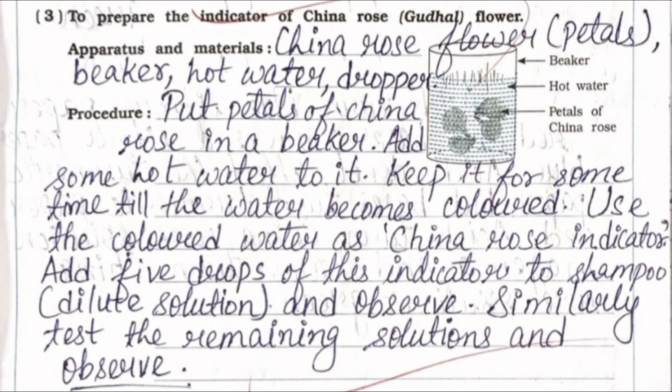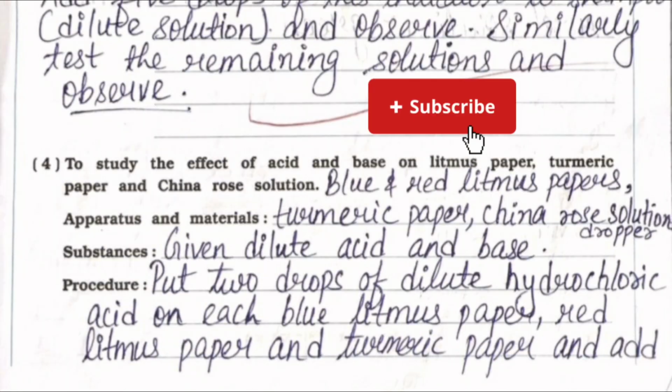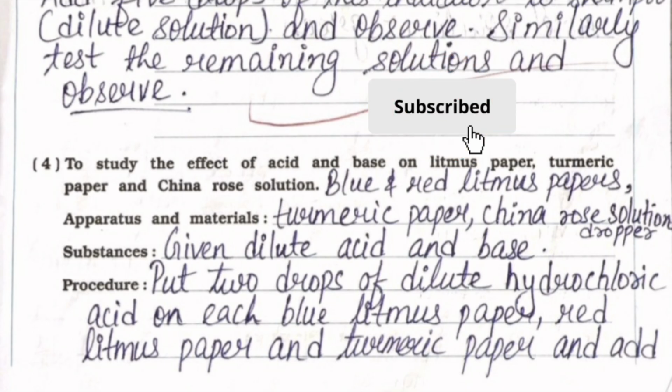Add 5 drops of this indicator to shampoo, that is a dilute solution, and observe. Similarly, test the remaining solutions and observe. The fourth activity is to study the effect of acid and base on litmus paper, turmeric paper and China rose solution.